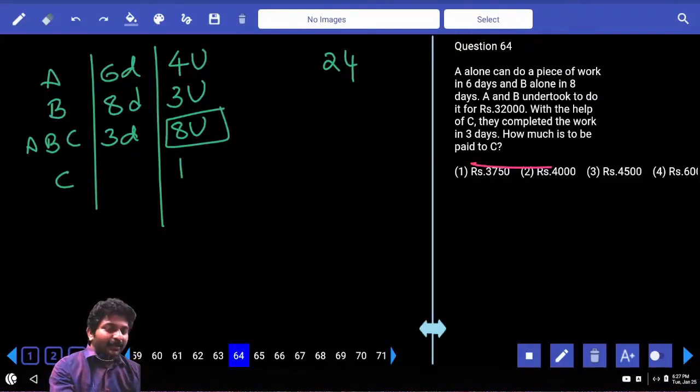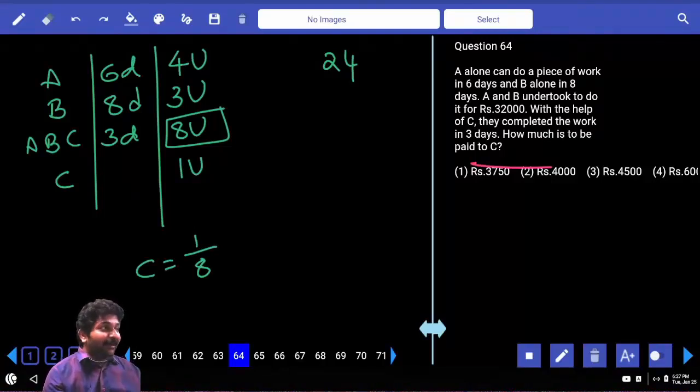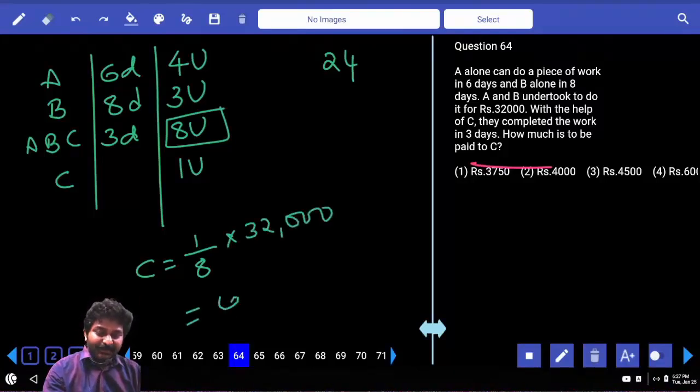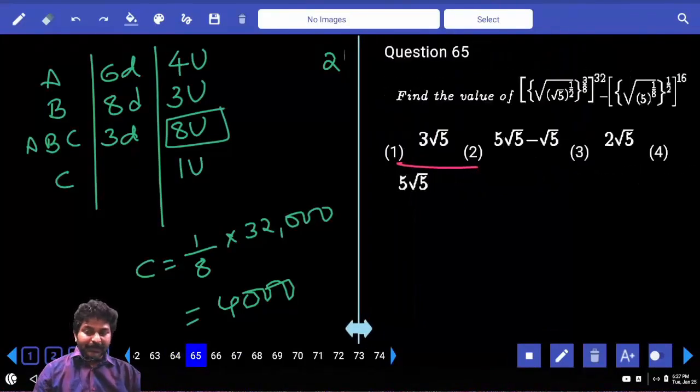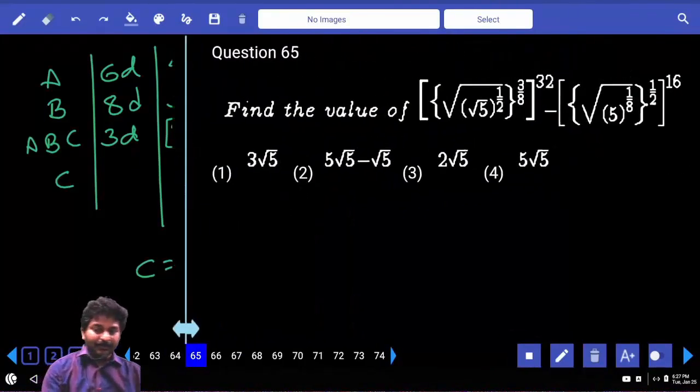So C will do 1 unit out of 8 units. So C is doing 1/8 of the total work. Then C must get 1/8 of the total share only. And the total share is equal to 32,000. Answer is 4,000. Final answer. Next. This is also easy.